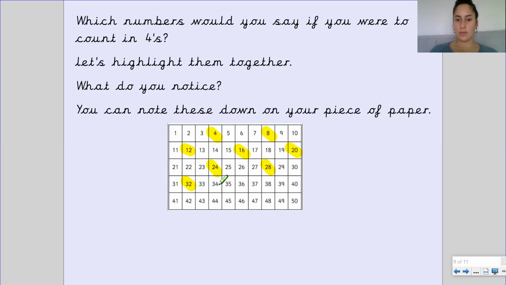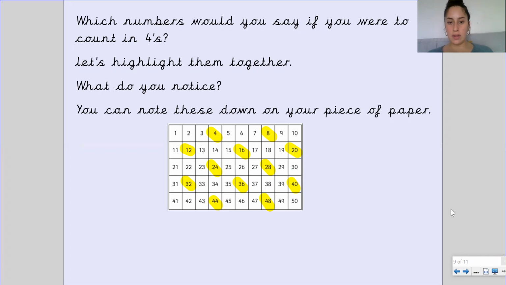So 1, 2, 3, 4, 36, 1, 2, 3, 4, 40, 44, and 48. Let's count in 4s together from the beginning. 4, 8, 12, 16, 20, 24, 28, 32, 36, 40, 44, 48.